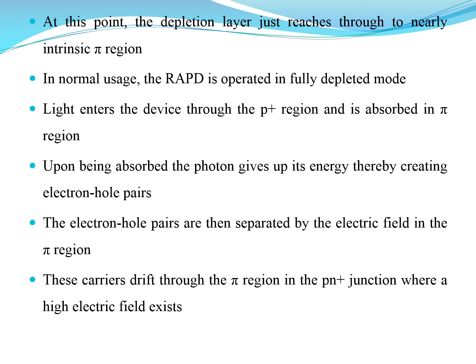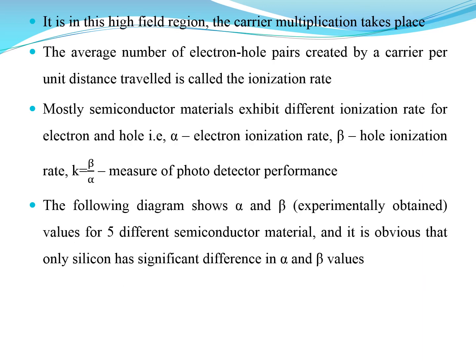And these carriers drift through the pi region in the pn plus junction where a high electric field exists. So this is very important. The presence of a high electric field in the pn plus junction makes the carriers drift through this pi or intrinsic region. So that is a very important aspect of having a high electric field in the detector. It is in this high field region that the carrier multiplication takes place.